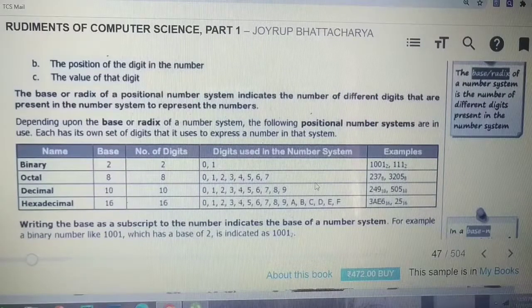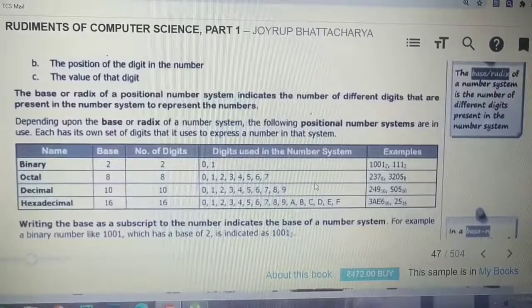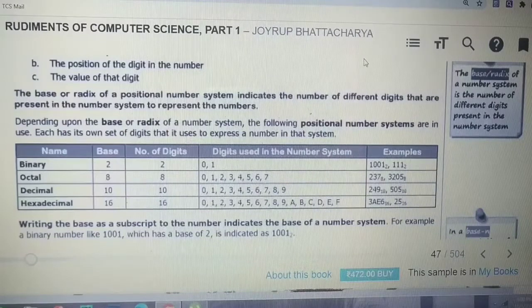In the case of decimal, 0 to 9, so 10 digits are there. That's why the decimal base value is 10. And hexadecimal is 0 to F. F means 15, so 0 to 15 is 16 numbers. That's why its base is 16. In this way we write the base of a system. The question may come up: what is base and radix? This difference is important. The base or radix of a number system is the number of different digits present in the number system.